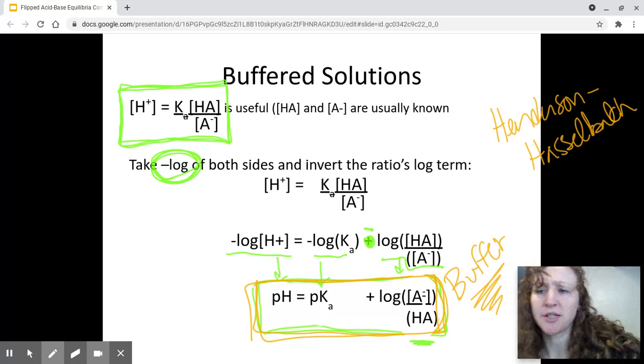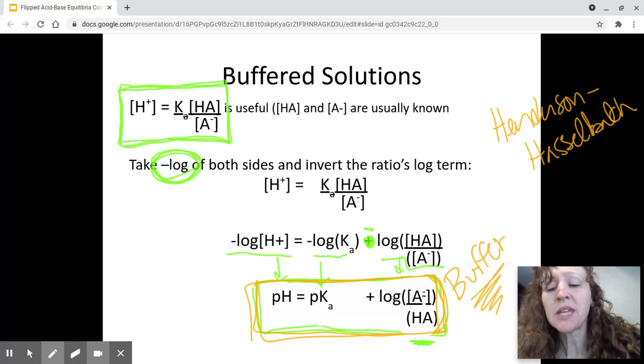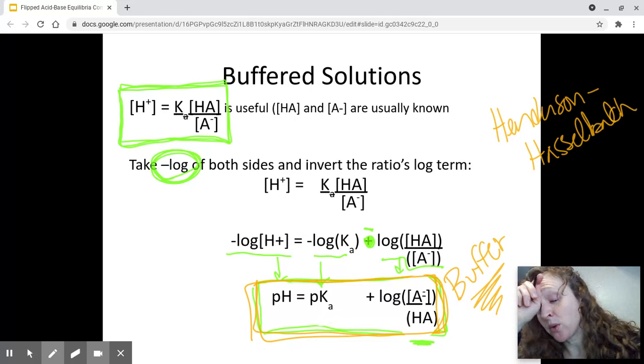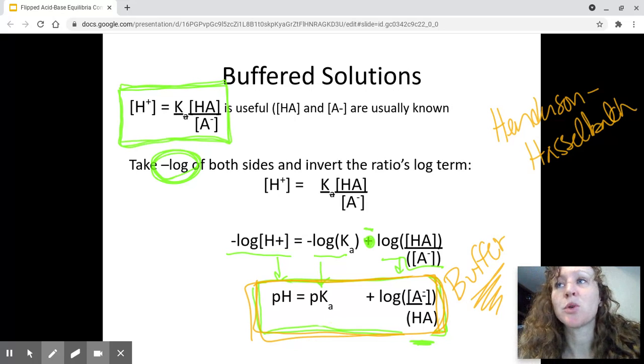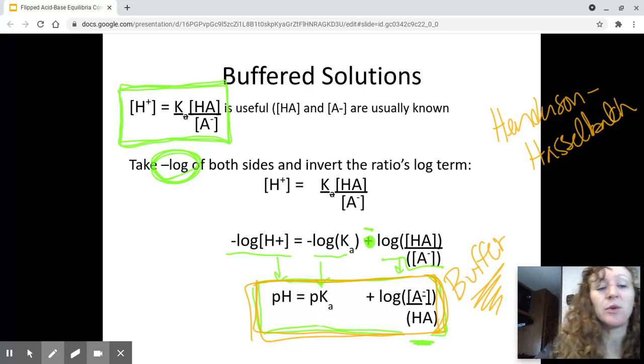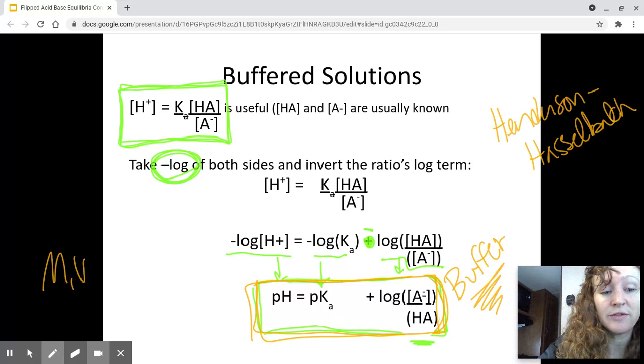I'm not really sure how to spell Hasselbalch, something like that. It's the Henderson-Hasselbalch equation. It can be used to solve for pH only as long as you are trying to describe a buffered solution. Now, this equation reminds me a lot, not conceptually, but mathematically, of M1V1.